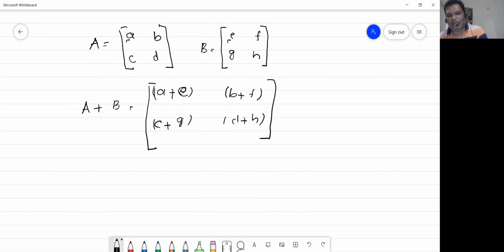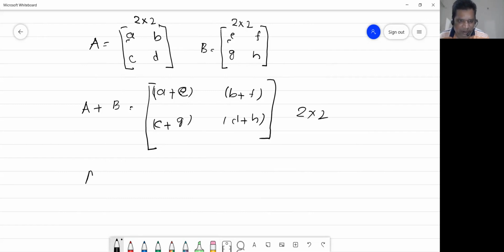So on summation we'll get a matrix. What is the order of this matrix? 2 rows, 2 columns. So by adding two matrices, we'll get the summation matrix of the same order. Try to understand. I will give one more example.